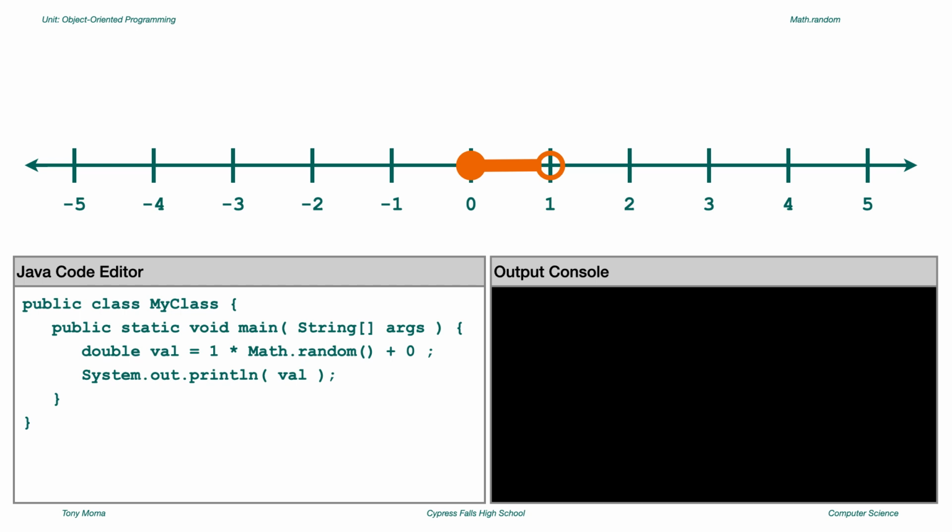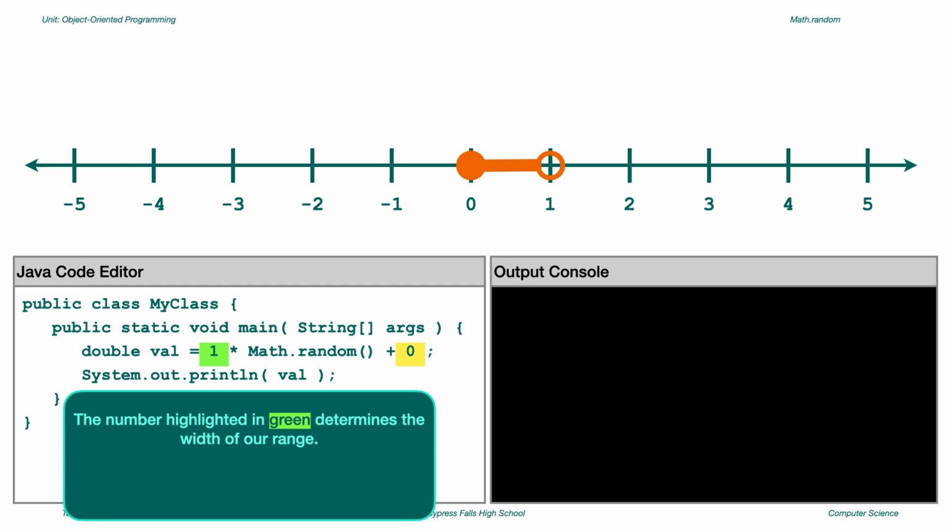That being said, these two values, the number before Math.random and the number after Math.random, are very important when trying to define a certain range to generate random numbers between. And here's how. The number that's highlighted in green, that's being multiplied times Math.random, that number determines the width of our range. Right now it's set to 1. And look at our number line. What's the starting point? 0. What's the end point? 1. What's the end point minus the starting point? 1. Henceforth, 1 is currently our width.